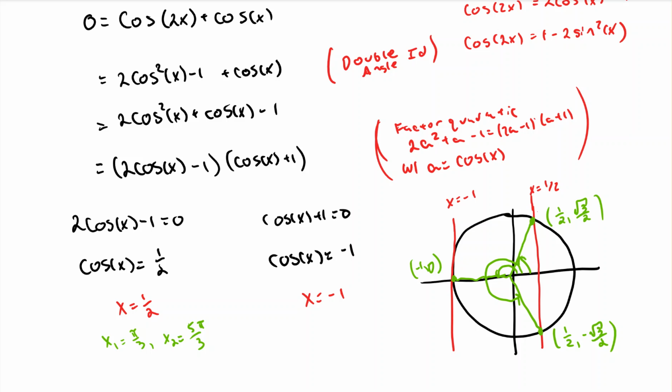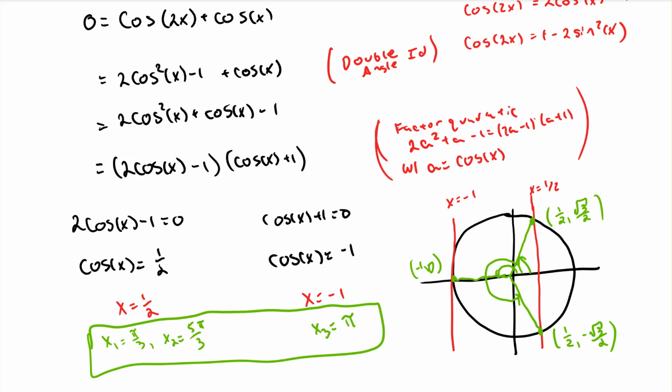And then my third angle, which I pick up from my equation cosine of x equal to -1, is just going to be located at pi. So my third solution is pi. And since I only wanted the solutions between 0 and 2 pi, this is my entire answer. I'm not going to generalize it with a formula.